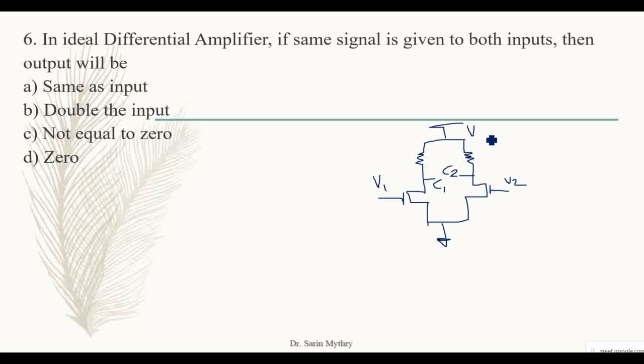So now see what is mentioned, what is given to you. You are having a differential amplifier here with both the input signals given, then the output is going to be. The options are same as input, double the input, not equal to 0, and equal to 0. Now let us see the options here. The option is 0. Why is the option 0?